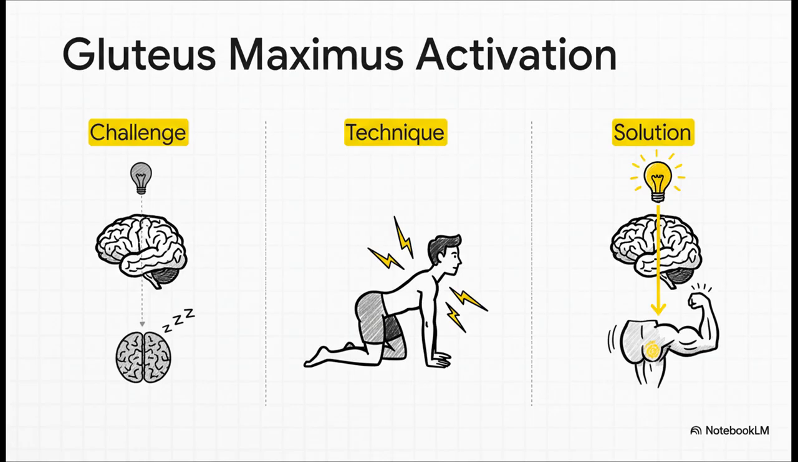They found that doing an isometric hold in the fire hydrant position, that's quadruped hip extension, abduction, and external rotation, it actually improves corticomotor excitability. It wakes up the connection from the brain to the muscle. So this is an awesome technique to use before your main strengthening stuff to really get that muscle firing.